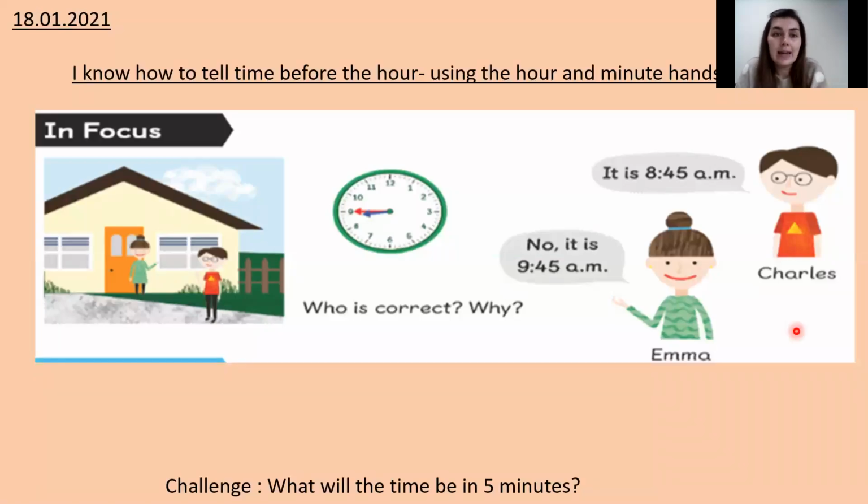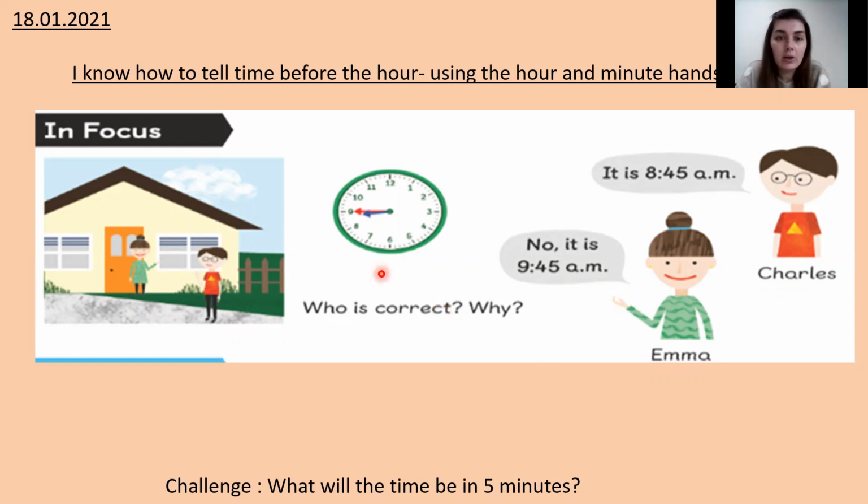Hello Year 3, today in Maths we are continuing with time, and our learning objective for today is to know how to tell time before the hour using the hour and minute hands. So to start off with, we have got our anchor task on the screen.